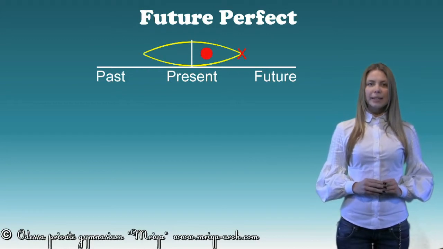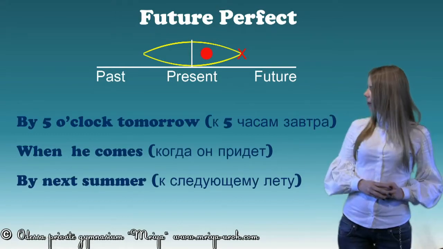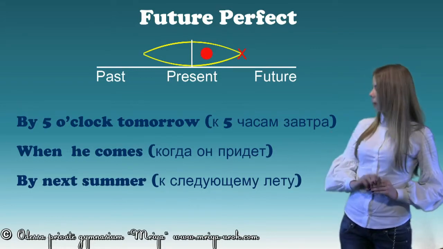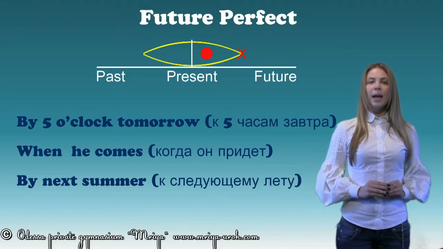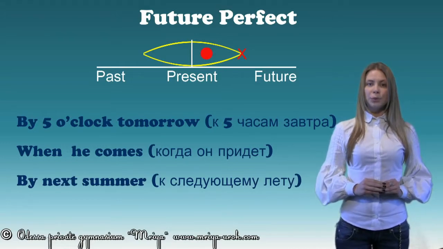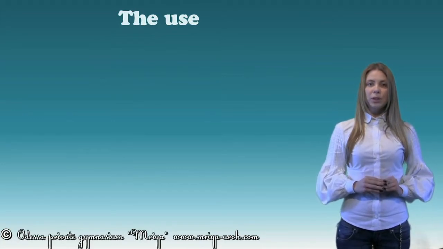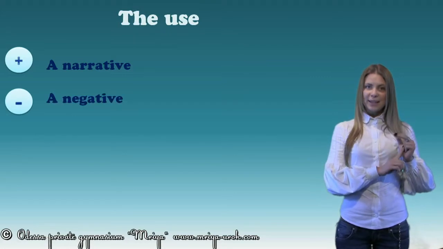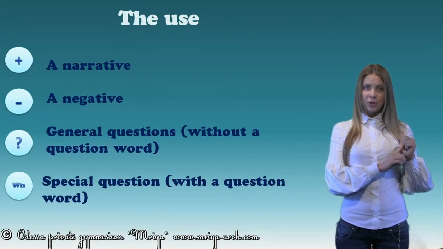By the way, there exist some words which we usually use with this grammatical tense. Here they are: by 5 o'clock tomorrow, when he comes, by next summer, and so on. How do you form future perfect? So, here exist 4 types of sentences: a narrative one, a negative one, general question, and special question.